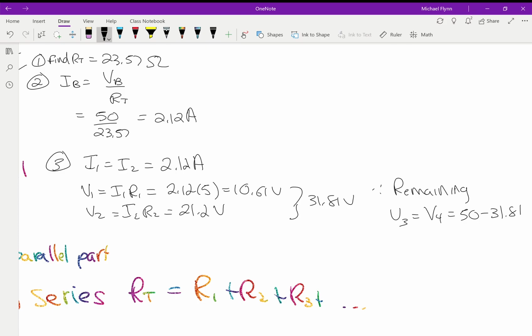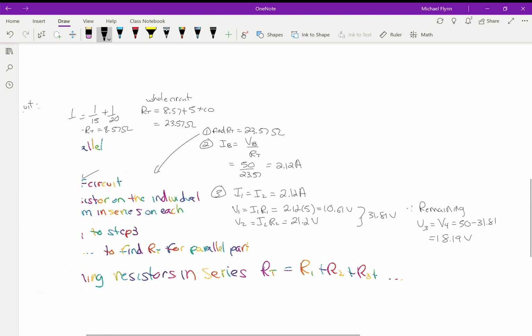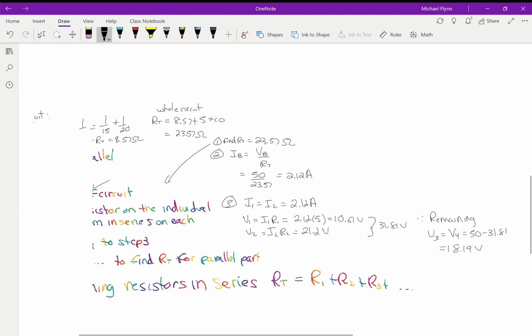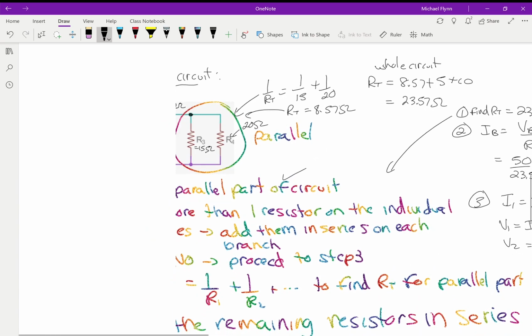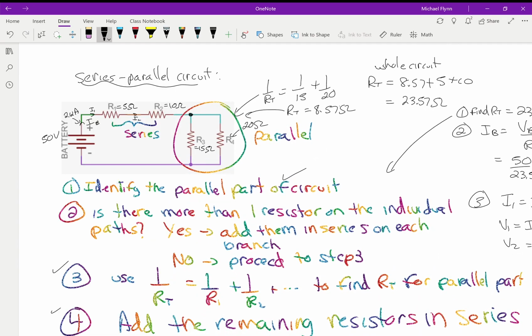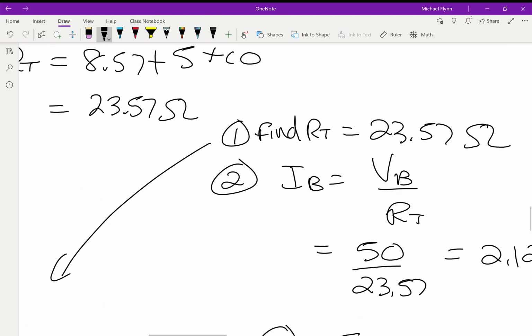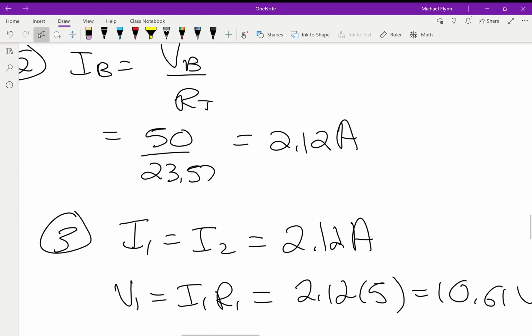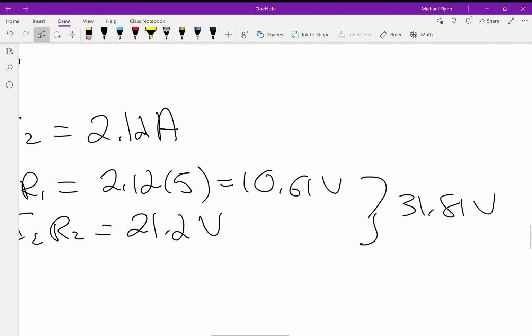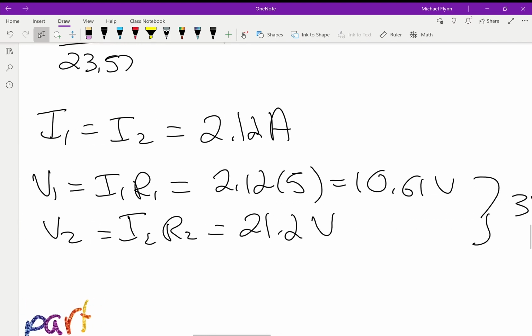So 50 minus 31.81, I get 18.19 volts. Okay, so I'm not quite done yet. I have to find just the two missing currents. But think of it like this. What we found was that the voltage dropped by these two resistors here adds up to, if you look at my little picture here, 31.81 volts is the total there.